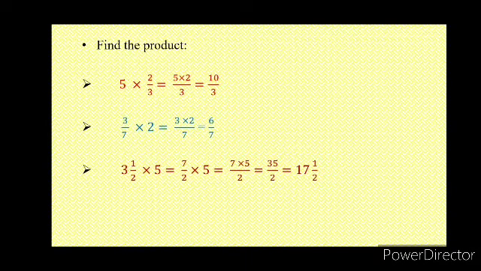And here 3 1 by 2 is a mixed fraction. First we convert it into an improper fraction. So, you get 7 by 2 into 5. So, it is nothing but 7 into 5 overall divided by 2. So, 35 by 2. Since the numerator is bigger, it can be converted into a mixed fraction. So, we get 17 1 by 2.